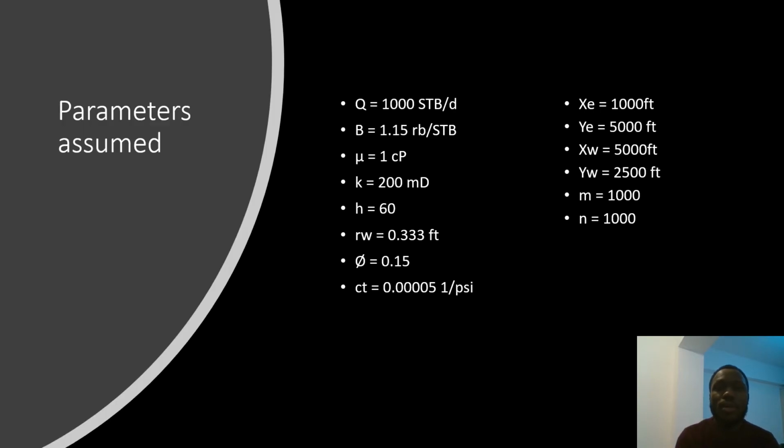For convenience, we assume the values shown on the slide for parameters used for this study. For instance, Q is 1000 STB per day. Oil formation volume factor is 1.15. Viscosity is 1 centipoise, and so on and so forth.